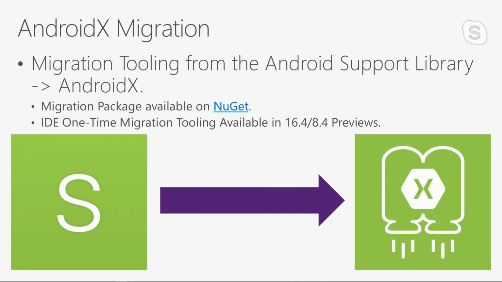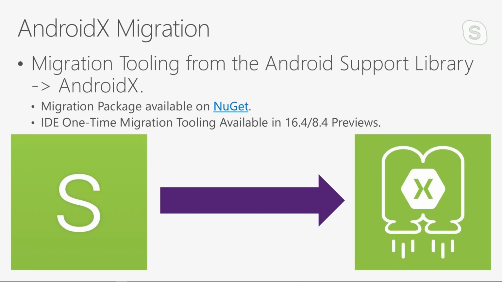When it comes to Android X, you might already have the Android support library installed in your project, and what this really requires is a migration. We have a migration package available on NuGet that will take your support library packages and migrate them to an Android X equivalent.